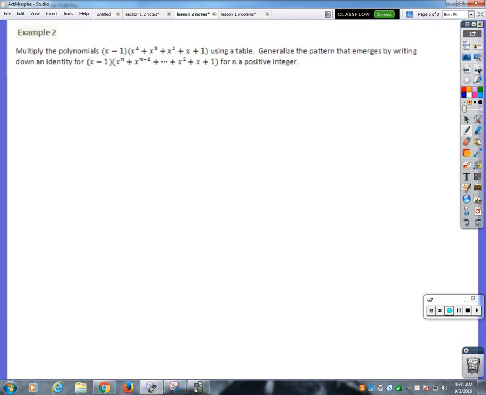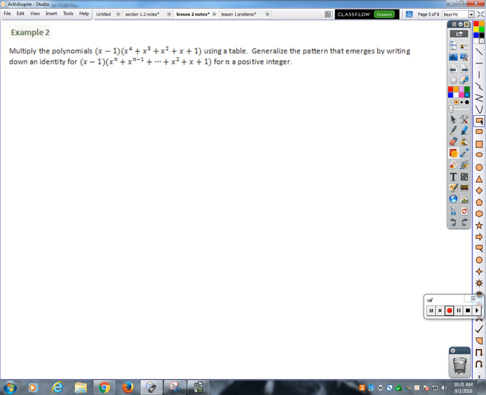All right. Okay, so now that we have the basics down, we're going to get a little bit crazy here and see if we can see some patterns, okay? So this one, I'll show you how to start the table.